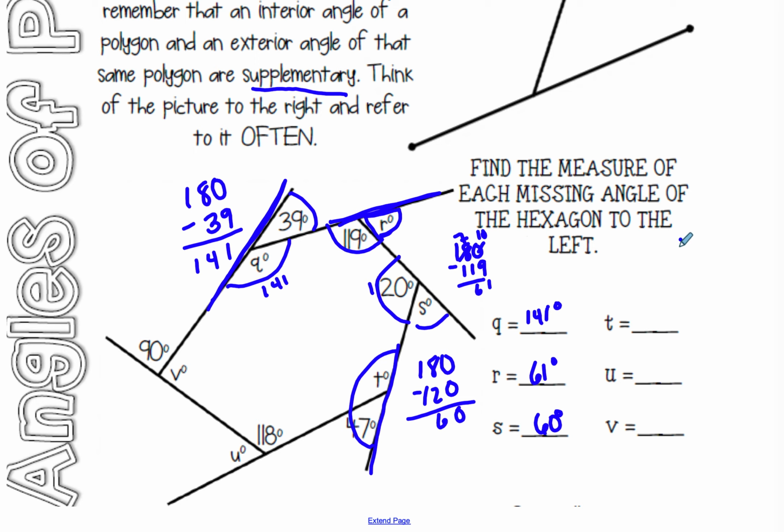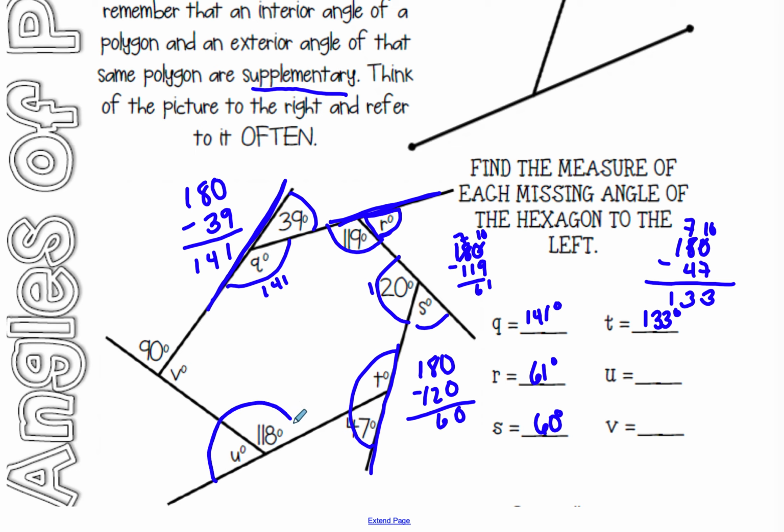All right, let's check our answers. So for T, I have 180 minus 47. 10 minus 7 is 3, 7 minus 4 is 3, 1 minus 0 is 1. So we get 133 degrees. Yes, you can use a calculator, but you do still have to show your work. You have to write down the subtraction problem, even if you use a calculator to help you.